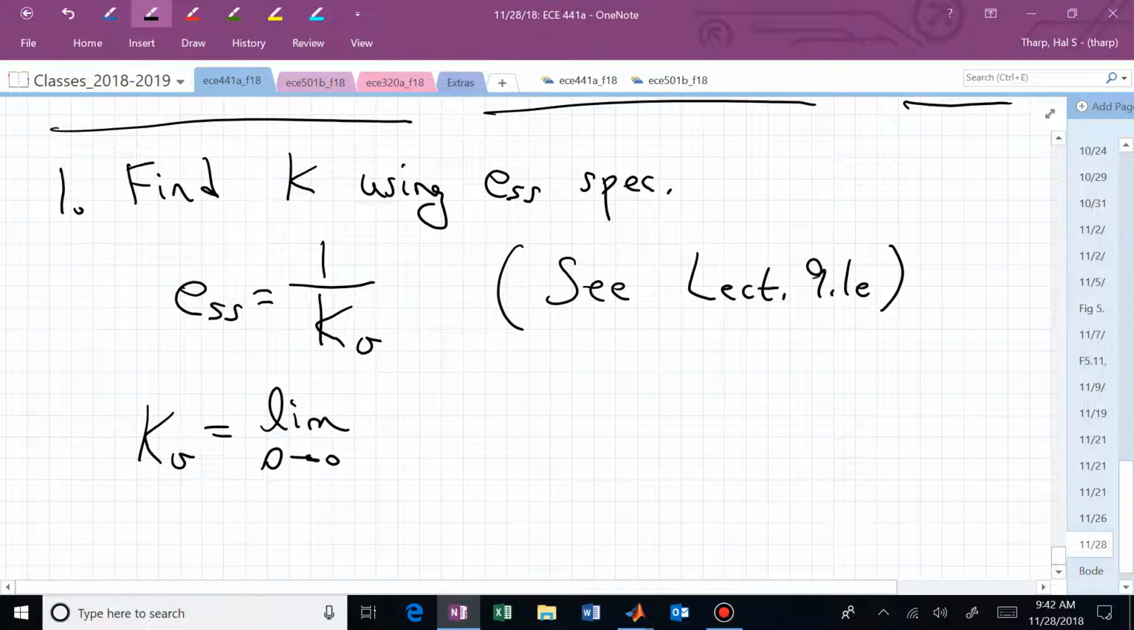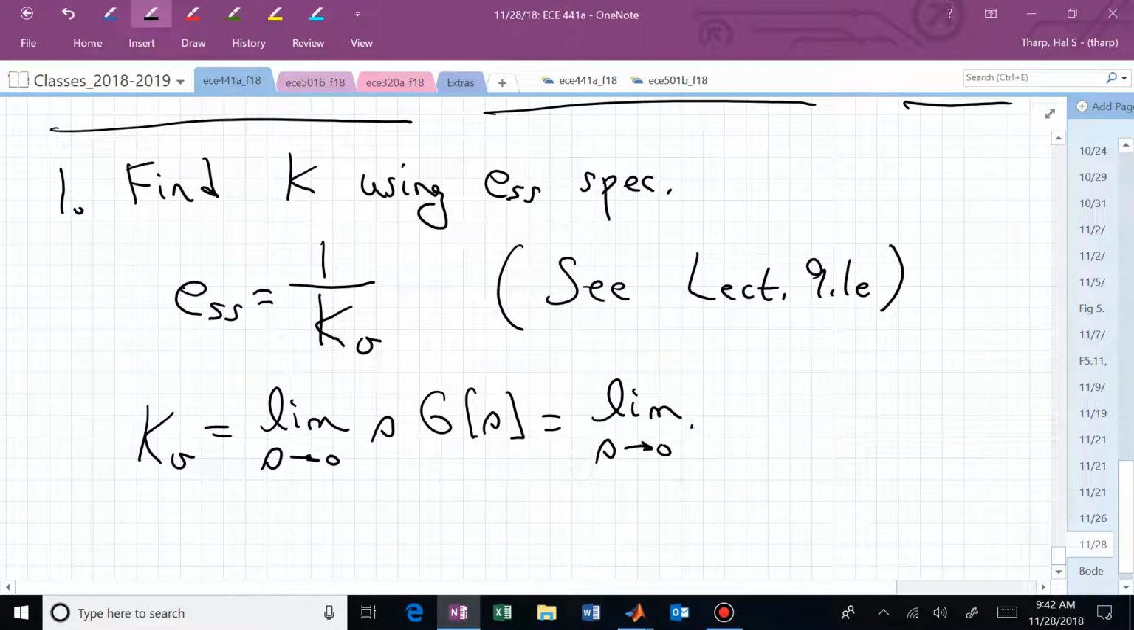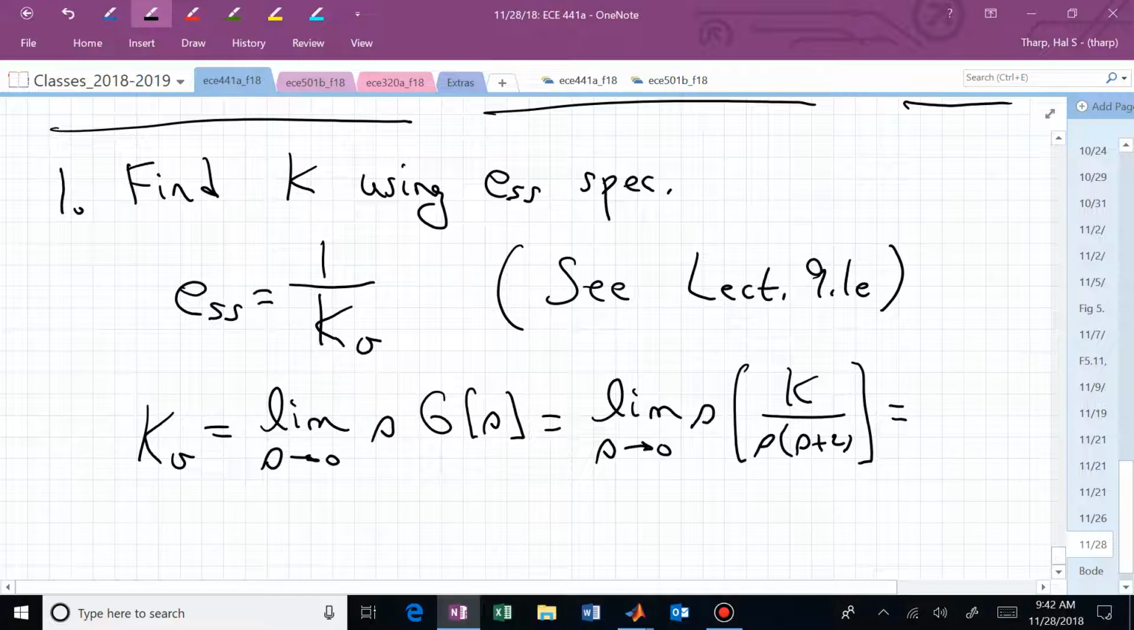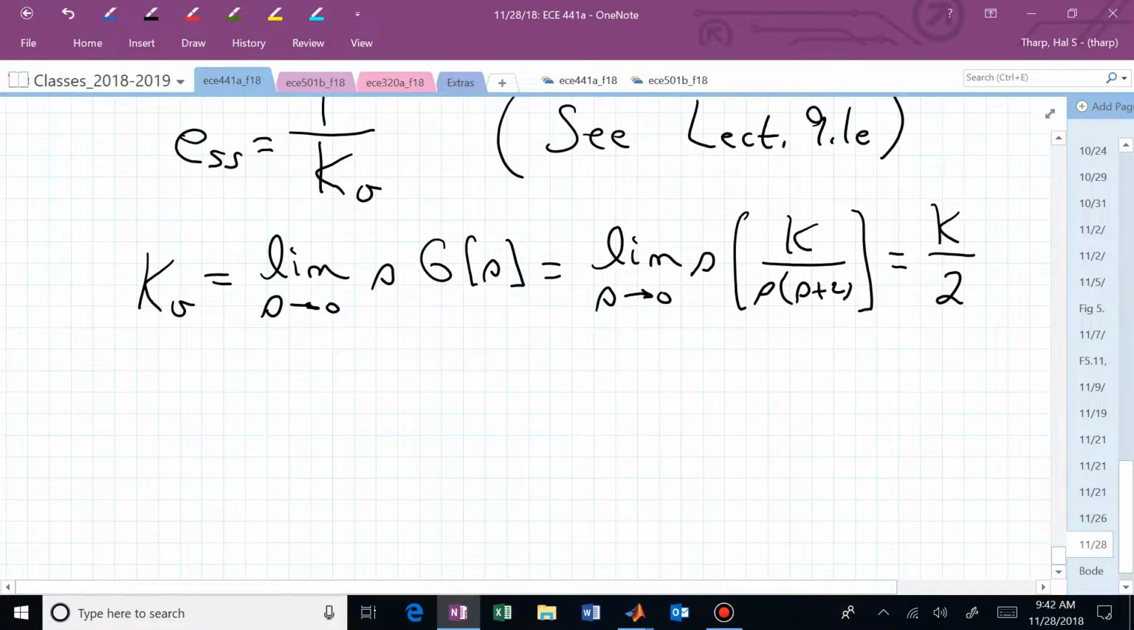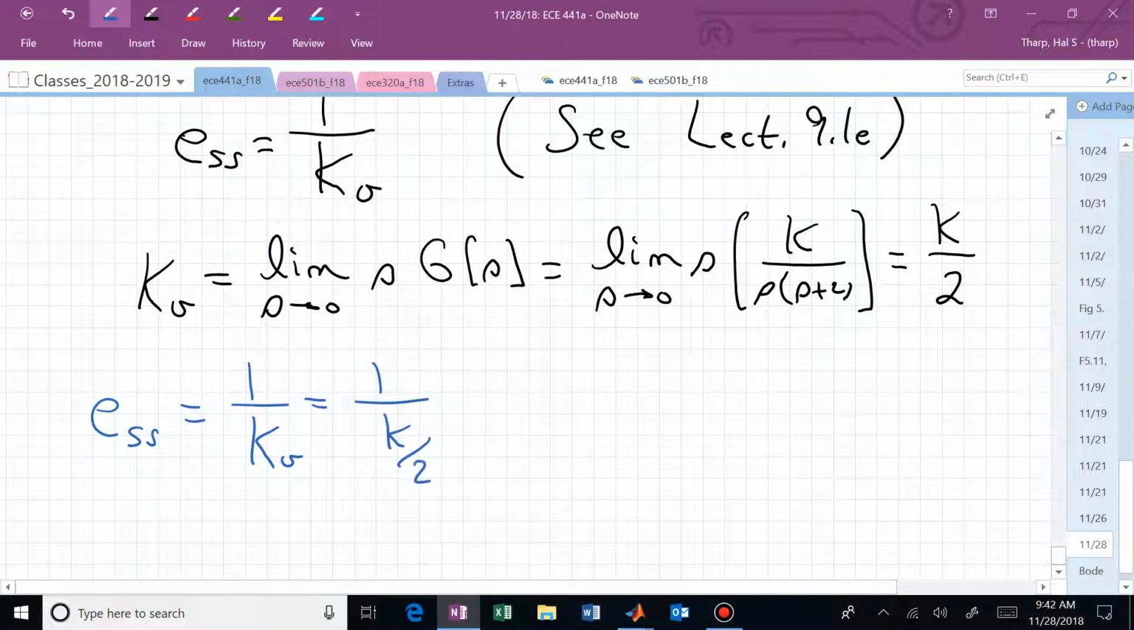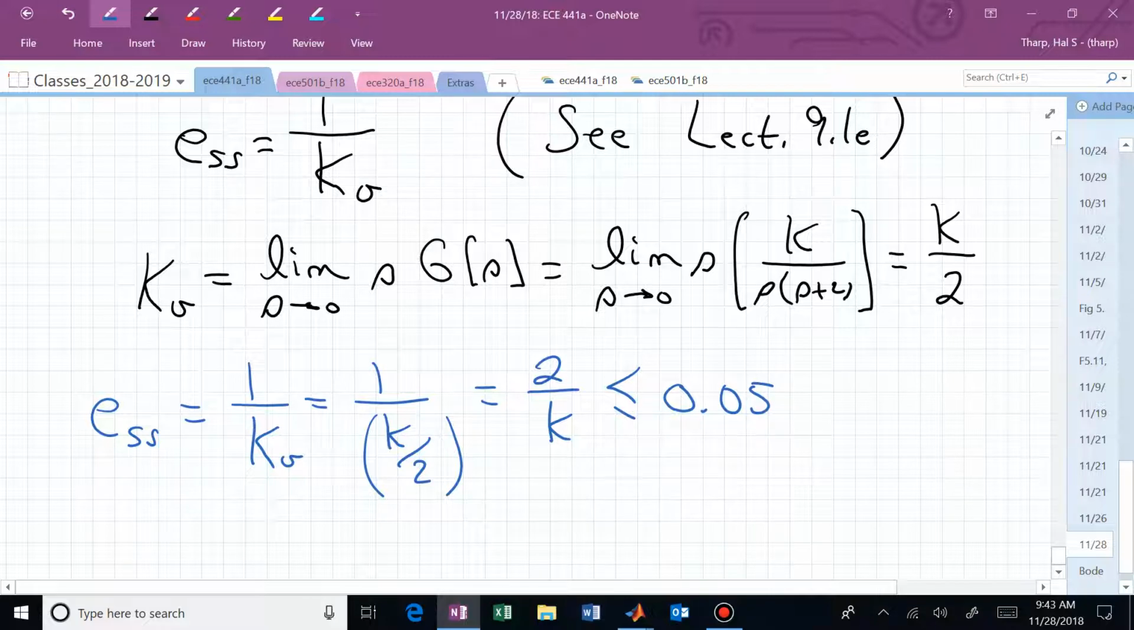Well, you have a couple of weeks to figure this one out, right? It's the limit as s goes to 0 of s G of s. And that may already be on your crib sheet. So now if we let s go to 0, we now have K over 2. That's K sub V. But we needed our steady state error, which is 1 over K sub V, in terms of the K that we have identified in our plant G of s. K sub V is K over 2. This is now 2 over K, and we wanted that to be less than or equal to 0.05.